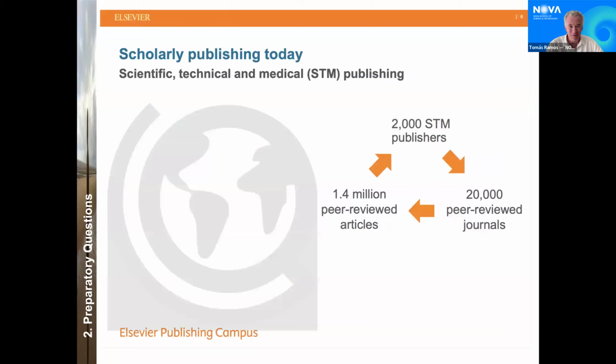And so when we start thinking about publishing a new paper, we must be aware that there are thousands of publishers, thousands of journals, and millions of peer-reviewed articles already published. These numbers are impressive because they are huge. We should be aware of this because it's not easy to publish. It's not easy to select the best journal. It's not easy to understand all this process.